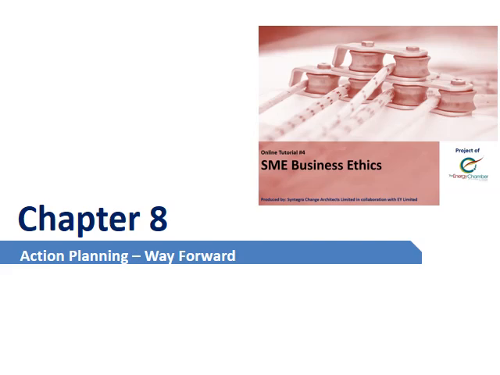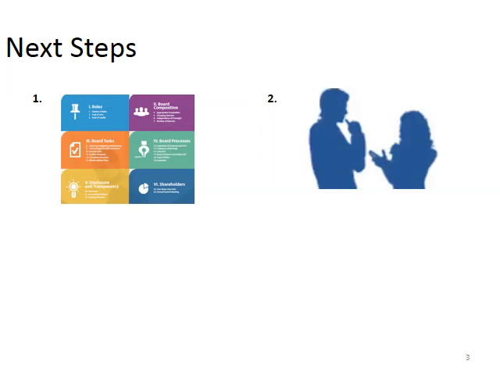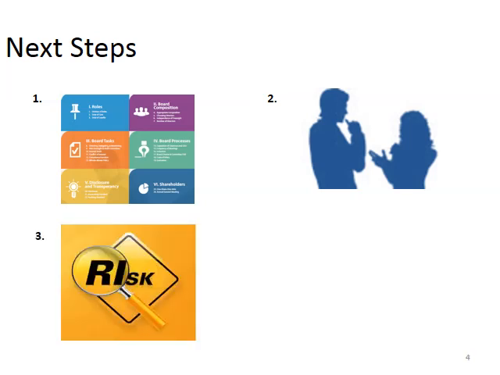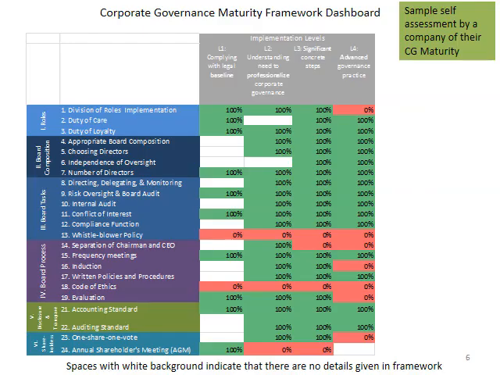Chapter 8, Action Planning, The Way Forward. Take the whole CGMF survey. Discuss with your board and CEO. Review your ethical risks, taking into account all your stakeholders. Review your codes and policies.